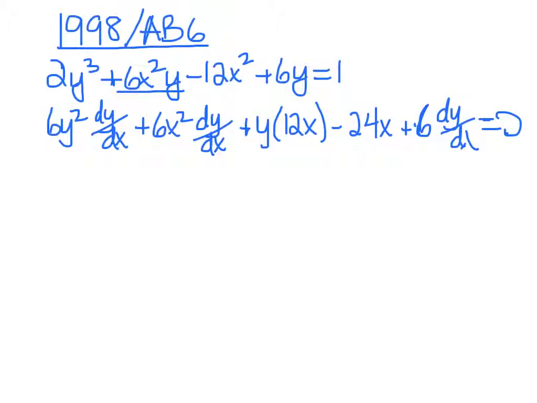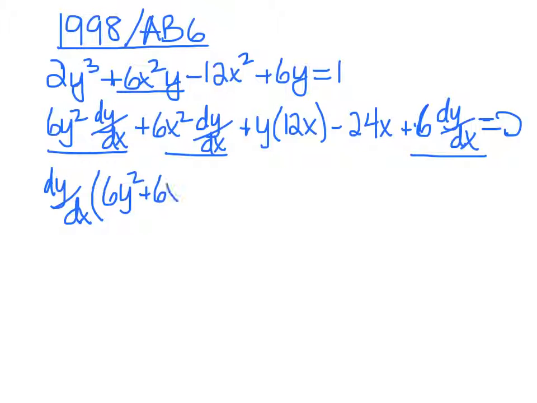Okay, now as we've done in all the other ones, we are going to take everything with a dy dx, and we're going to keep it on, let's say, the left side this time, and we're going to factor out a dy dx. So in that being the case, we are going to factor out that dy dx, and we'll get 6y squared plus 6x squared plus 6.